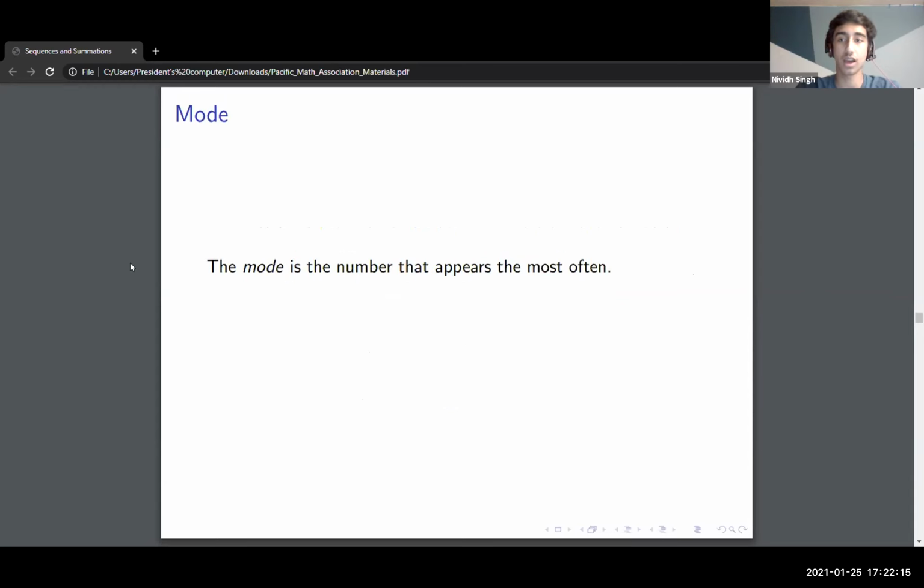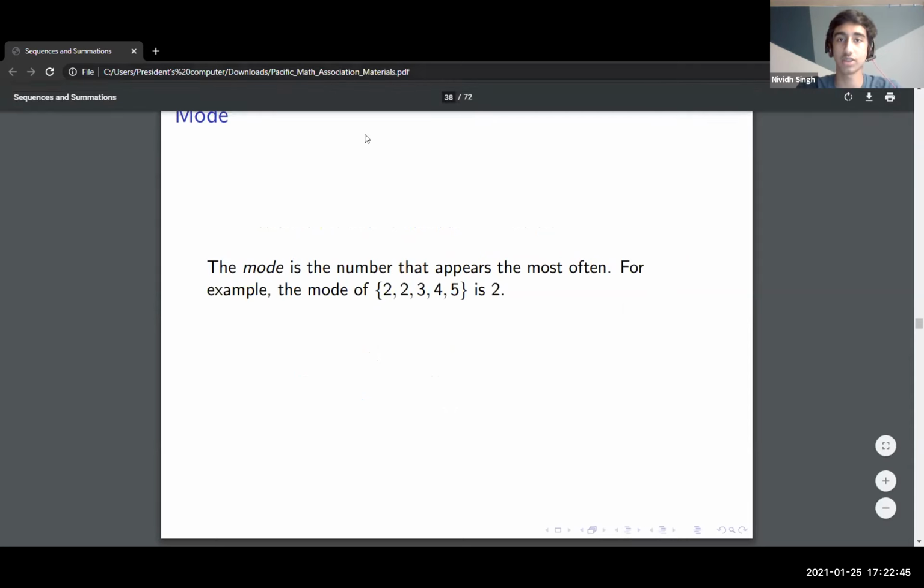The last kind of data analyzing thing we're going to go over is called the mode. And the mode is the number that appears the most often. And one way that I remember this is by thinking mode starts with MO, and MO stands for most often. So mode just means the most often. So for example, if we have a set of numbers like 2, 2, 3, 4, 5, the mode is the number 2 because 2 appears twice, whereas all the other numbers appear once. So the number that appears the most often is the number 2.